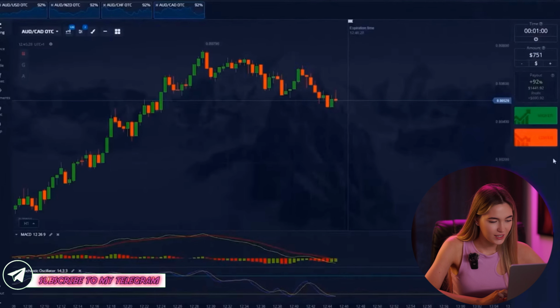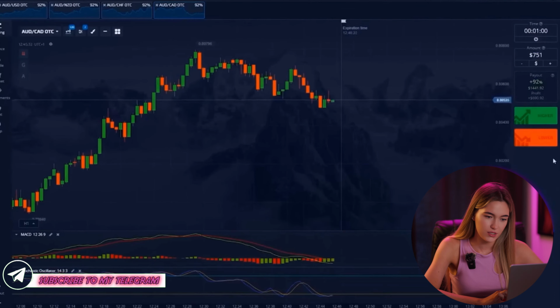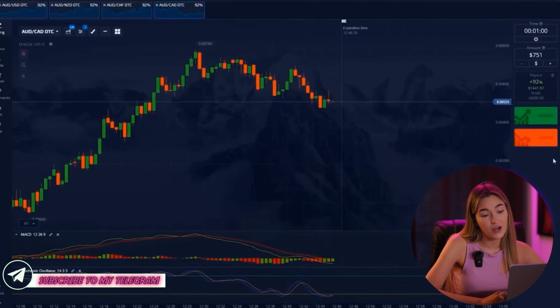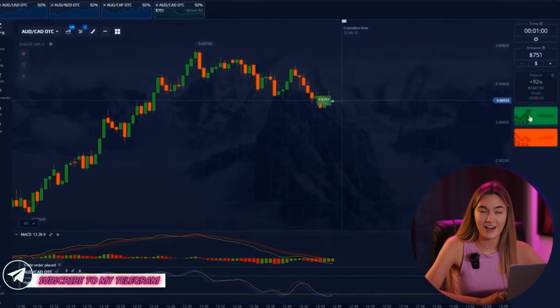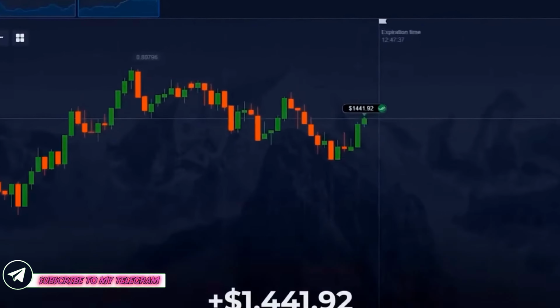Australian and Canadian dollars, the stochastic with its upward direction signals a short-term price increase. So let's not argue with our strategy and click higher. Yes, like this. We have $1,442. This is simply incredible. This is a 100% win rate strategy.